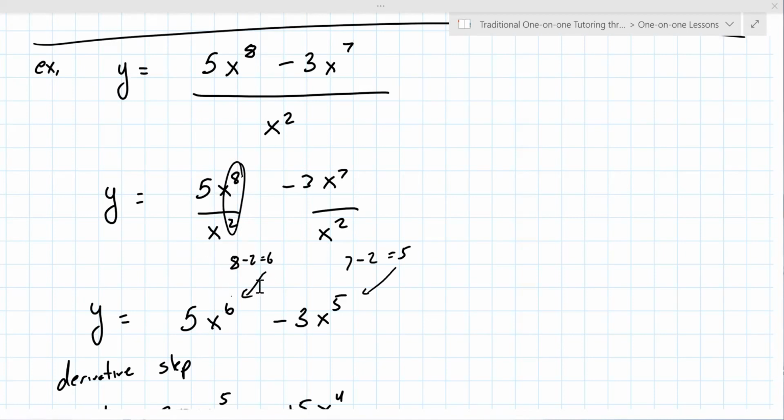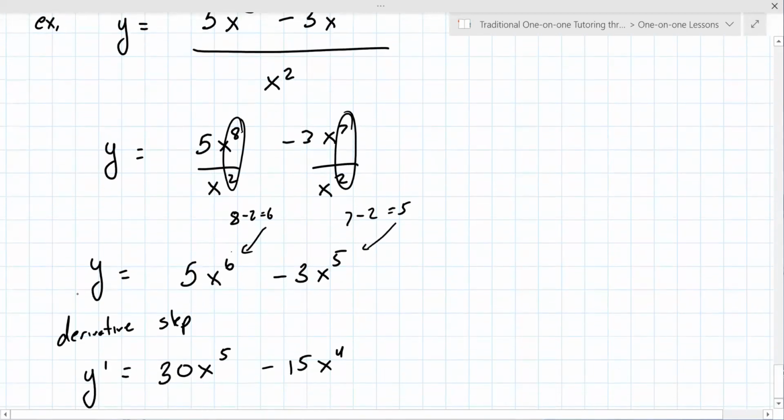8 minus 2 is 6. That's why it's 5x to the sixth. 7 minus 2 is 5. These exponents here. Yes. Okay. And then the derivative is just like we've been doing. I know you can do this step, but now we're throwing in other stuff to get to that step. So it's not as straightforward. It's not just, hey, do this. It's do a few things and then do this.